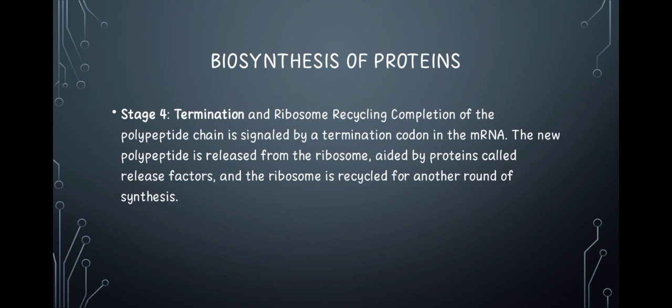Now, upon the encounter of a stop codon, the tRNA does not recognize this stop codon, so in place of this tRNA, a release factor binds and facilitates the release of this mRNA and the release of this newly formed polypeptide chain, and then the ribosome is recycled again for another round of translation.